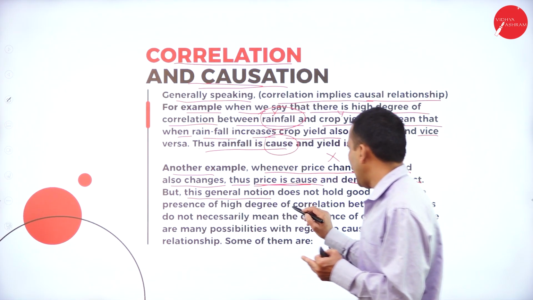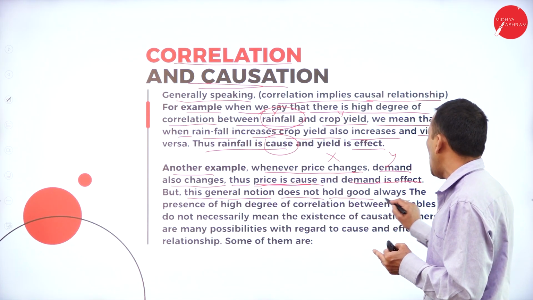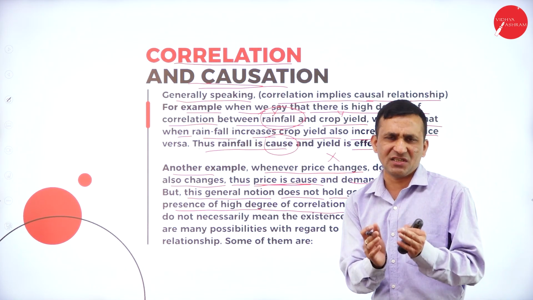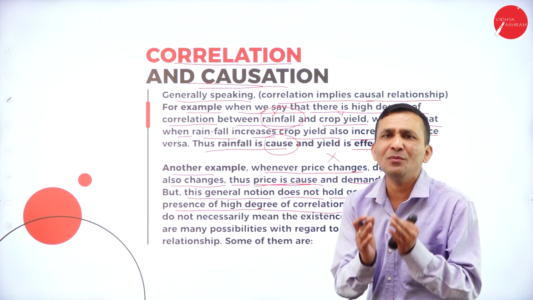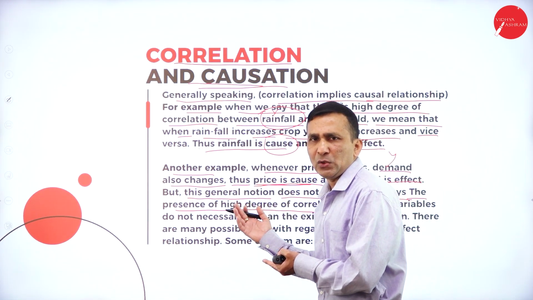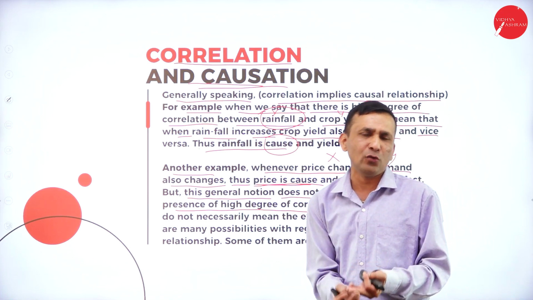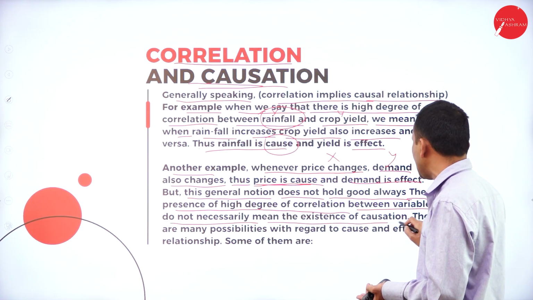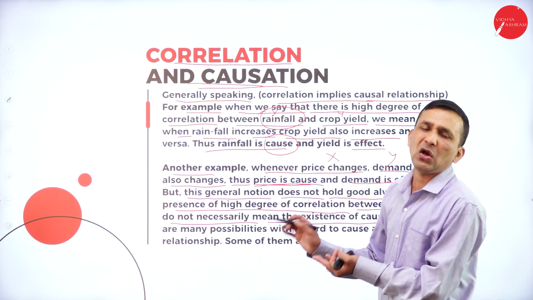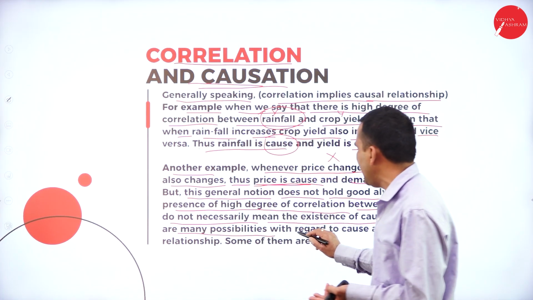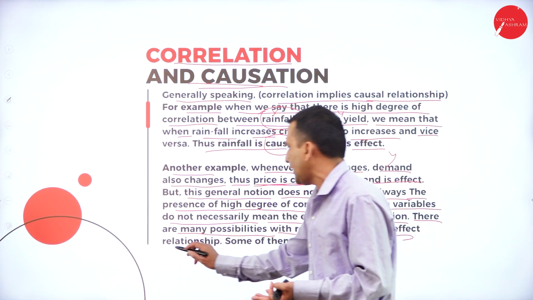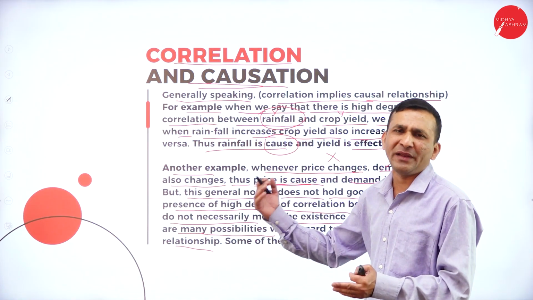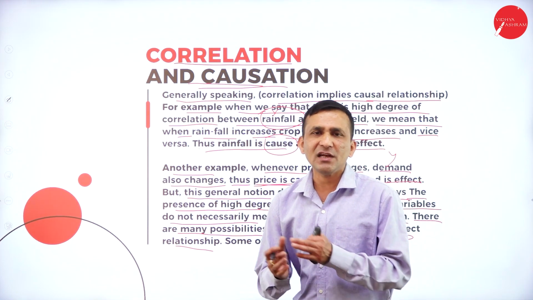But this general notion does not hold good always. The presence of a high degree of correlation between variables does not necessarily mean the existence of causation, because how much change? If the price changes, how much is it changed, and how is it connected to the demand? Of course, we need to identify the degree. We are trying to find out cause and effect, and there are many possibilities with regard to cause and effect relationships. If you try height and weight, there are too many examples where you find an effect as well as a cause.